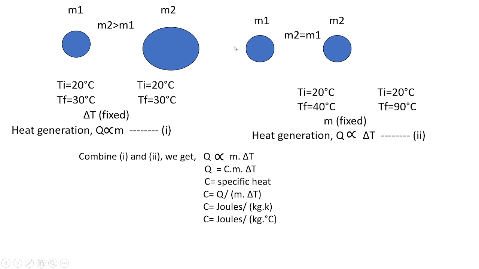Consider these two images. In the first case, we have taken the mass as mass 1. The second body is mass 2. As per the diagram, mass 2 is greater than mass 1.